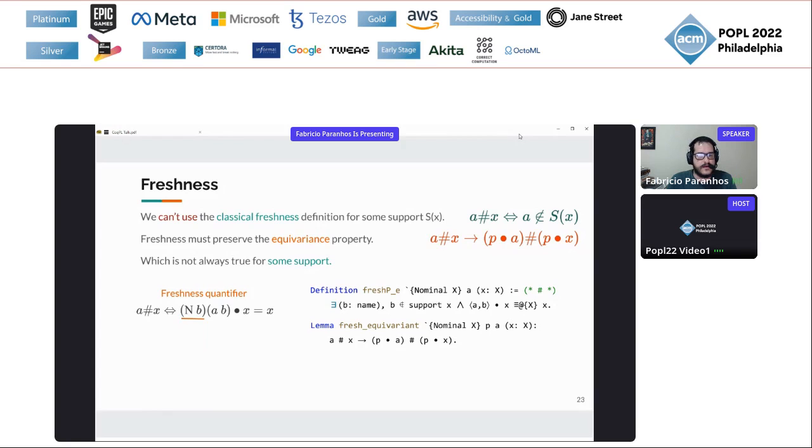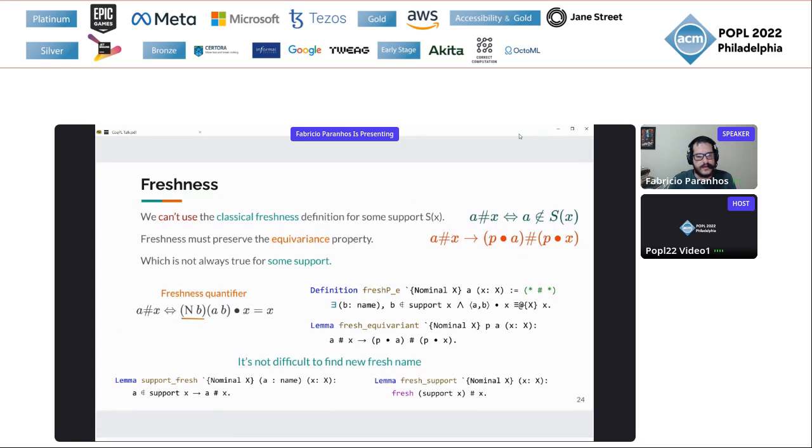But since we need the support from the underlying Coq type to specify this freshness quantifier, we use another alternative but equivalent definition that's based on the existence of a new name. So we can say that a name A is fresh in an element of a nominal set X if we can show some new name B that doesn't belong to the support, and that it fixes the permutation action. With this definition, we can show that it's really equivalent. And with these definitions, we can also define an easy way to find a fresh name.